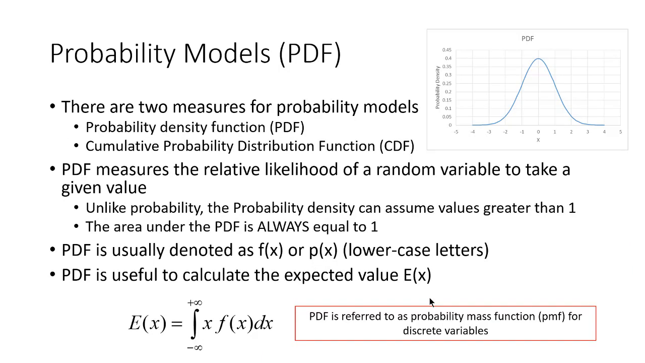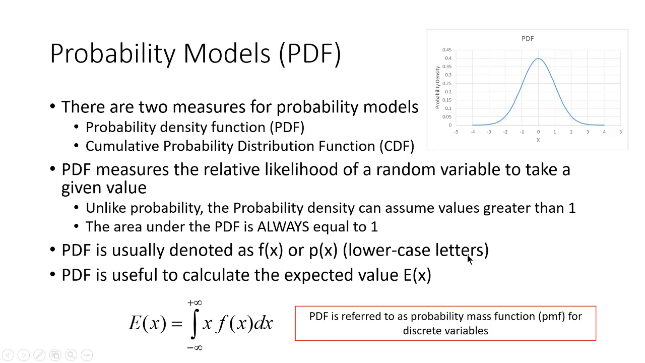So just to recap the probability models, we have the probability density function and the cumulative probability distribution function. The PDF measures the likelihood of a random variable to take a given value. If you look at the PDF plot here, there is a greater likelihood of us seeing X near the center more so than seeing a value of -3 or +3. So this is the probability density, not the probability. And if I integrate under this curve, I get the sum of all probabilities, which is equal to 1. So the area under the PDF is always 1.